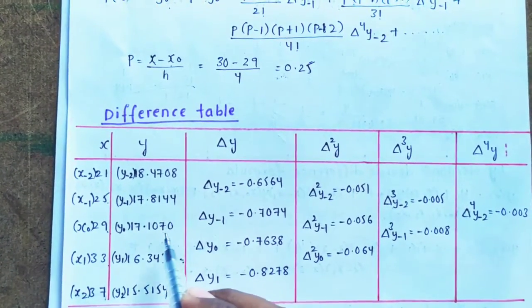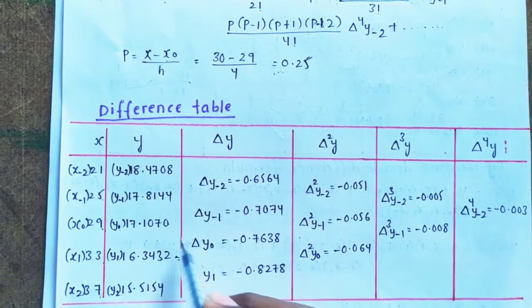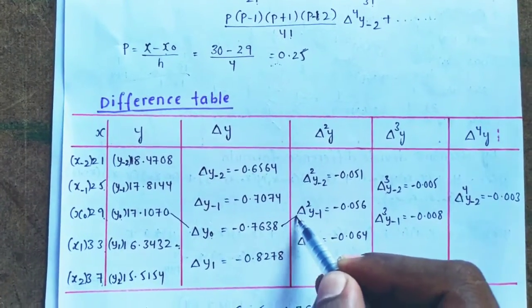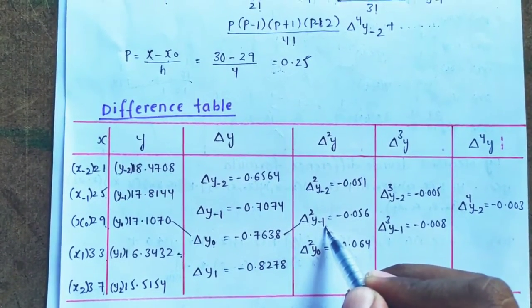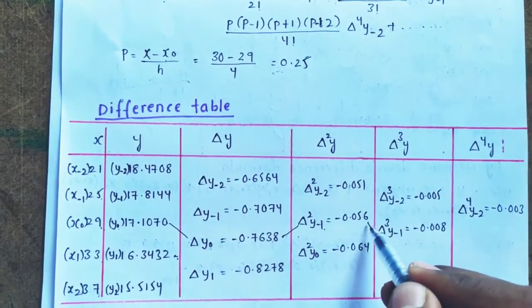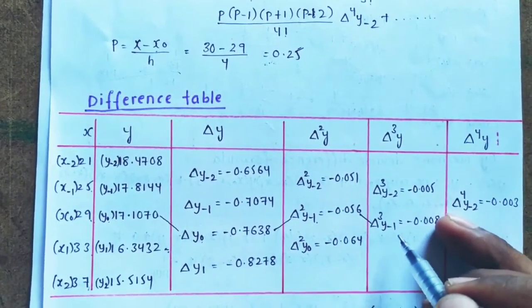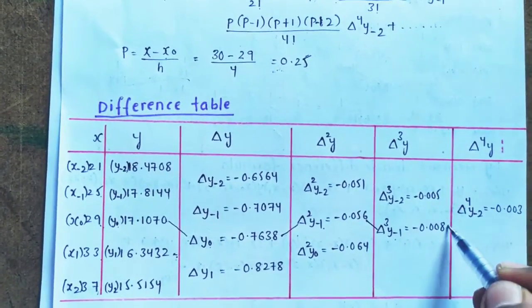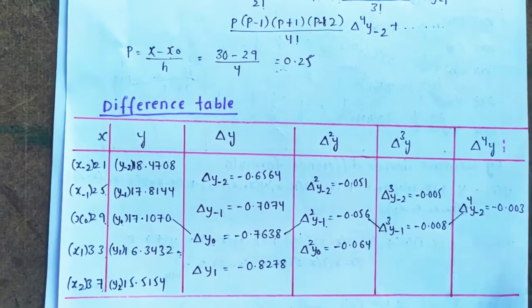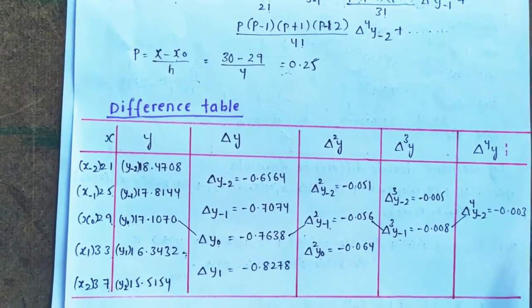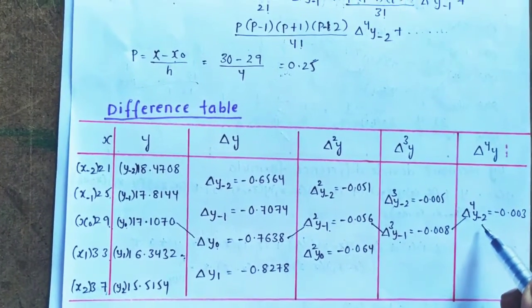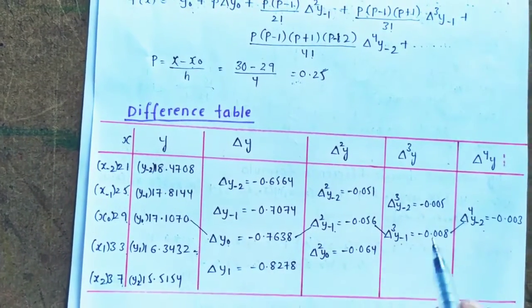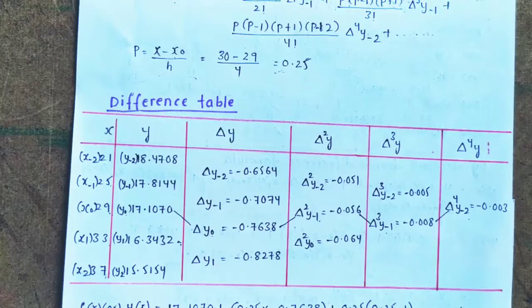Here we know the formula is y naught plus p into delta y naught plus p into p minus 1 into del square y minus 1 by 2 factorial, and similarly p into p minus 1 into p plus 1 by 3 factorial into del cube y minus 1, and similarly p into p minus 1 into p plus 1 into p minus 2 by 4 factorial del power of 4 y minus 2. In this manner we choose the path and write the formula for finding the unknown function and substitute the values.